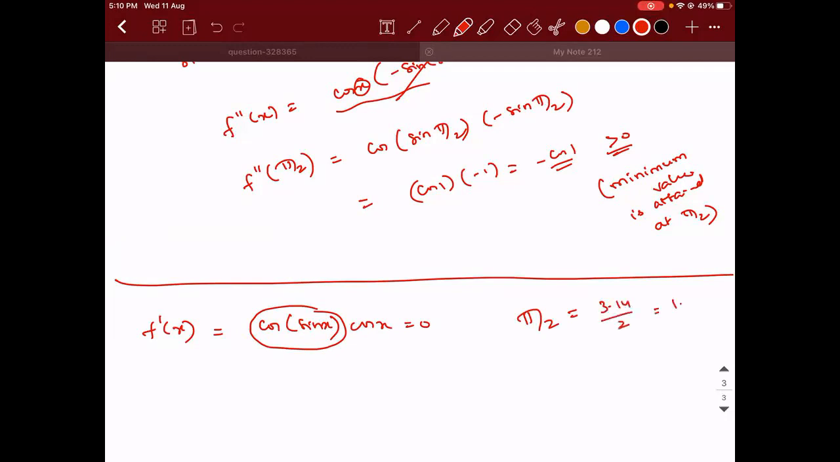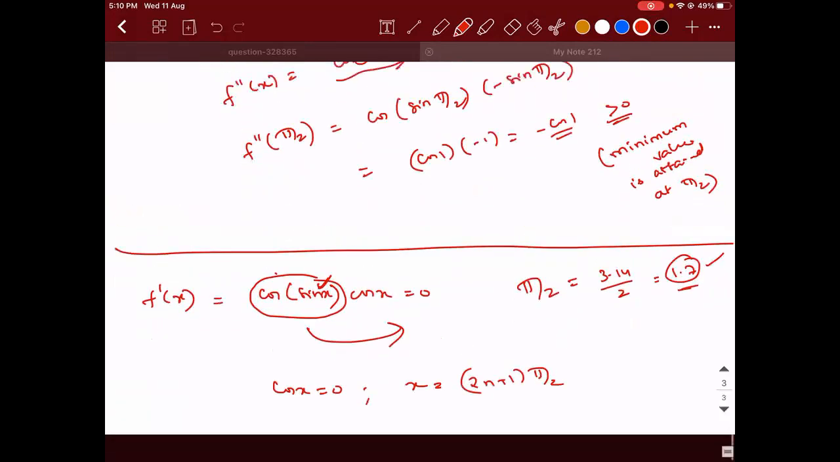3.14 divided by 2 is 1.7 something. Is there any value of x that you can substitute in the place of sine which will make it 1.7? Obviously, no, sir. So if I make f dash of x equal to 0, this value will go to the other side. Hence, cos x will be equal to 0. So x will be equal to (2n plus 1) into pi by 2.